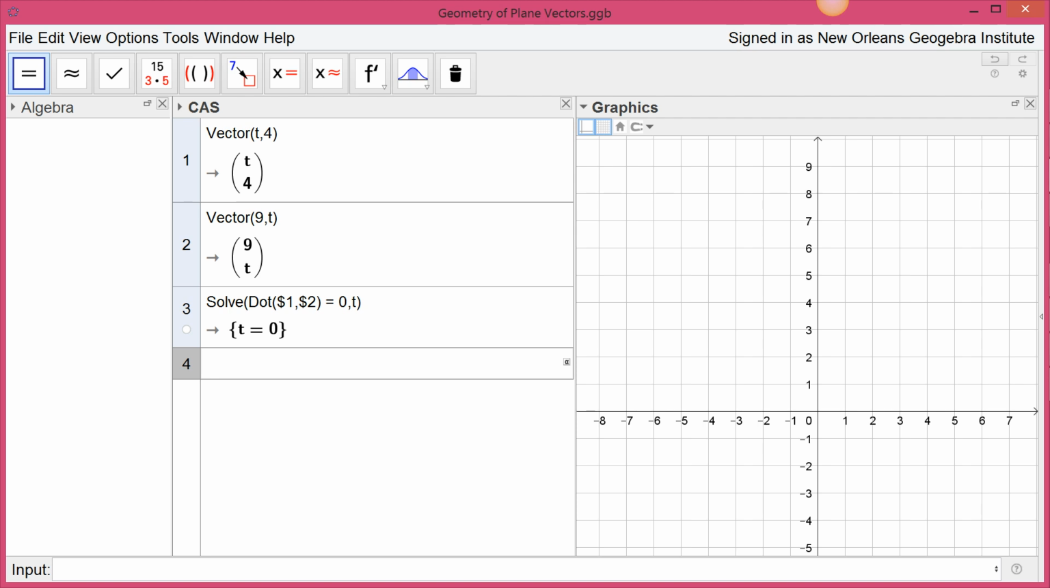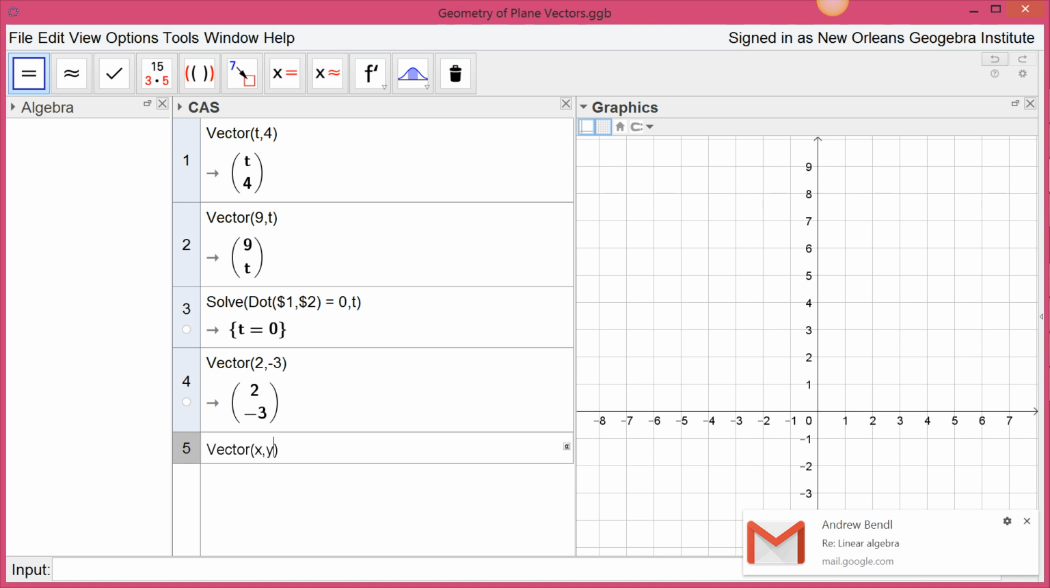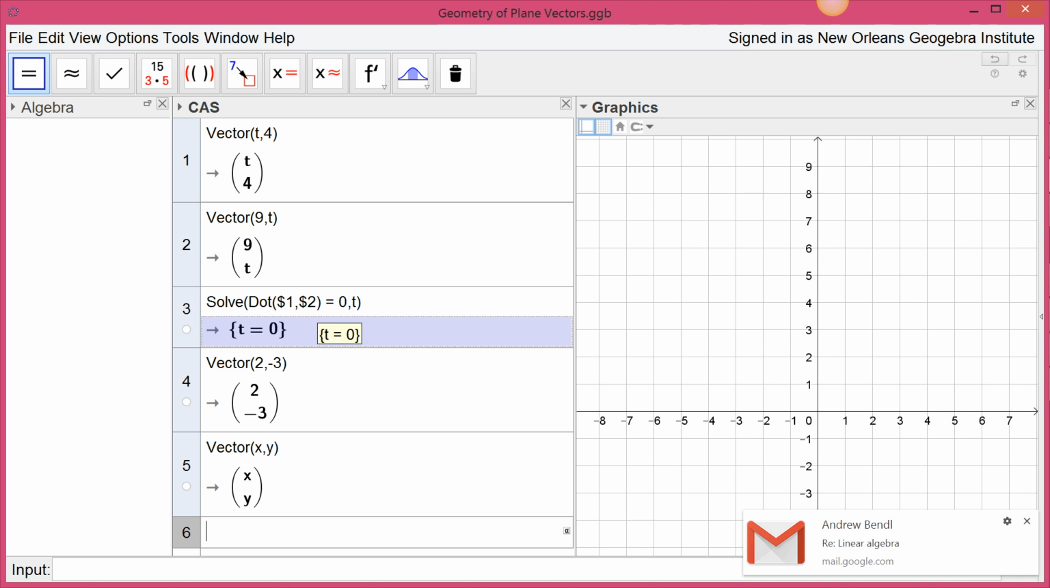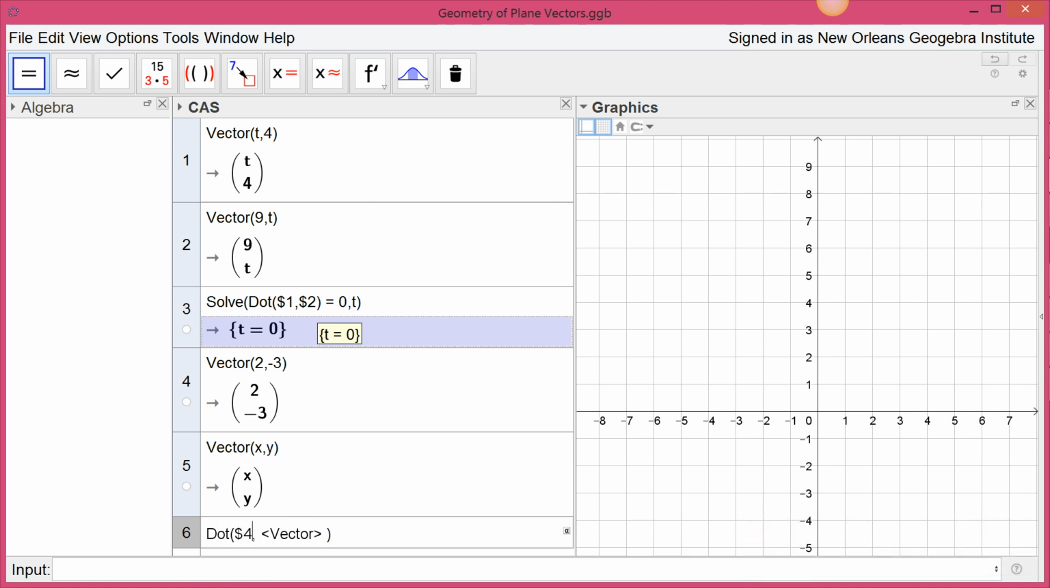Next, what does it mean to say the dot product of two vectors is 5? Well, if I put those two vectors in, the vector (2, -3) and (x, y), and then I take their dot product and set it equal to 5. So I'm going to dot 4 with 5 and set it equal to the number 5.